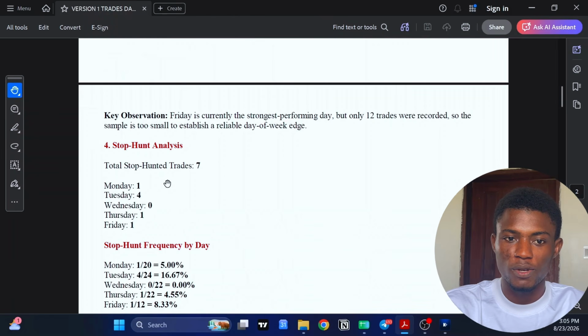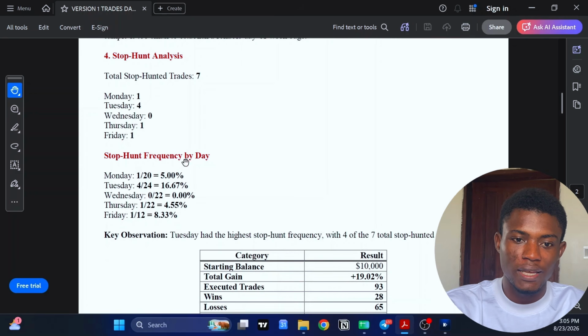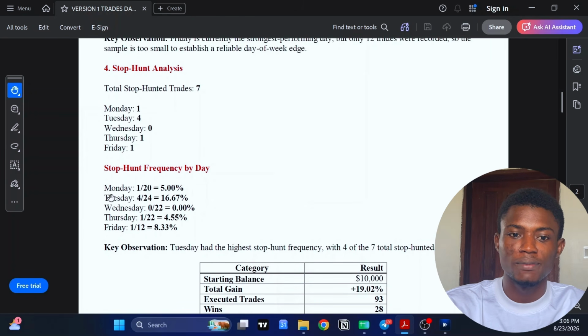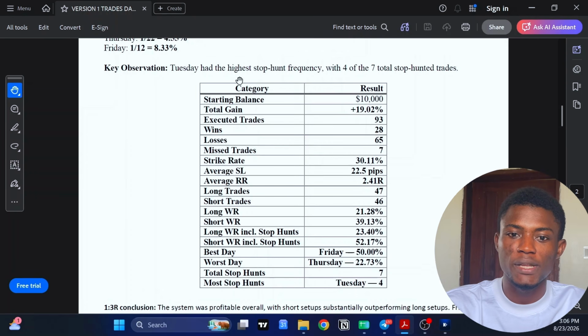So you can just pause and read. Then for the stop out analysis, what day has the most stop out tendency? That happened to be Tuesday. So how many trades did I take on Tuesday? What's the probability of me getting stop hunted, right? So you can see it was Tuesday that had the highest probability of me getting stop hunted. All right, so this is like a summary table for my 3-hour system. You can pause and read it.